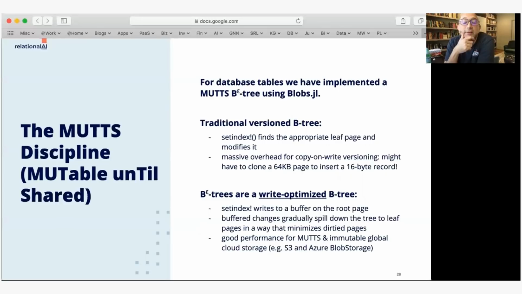This is a perfect fit for the MUTS discipline because it reduces the cost of versioning. It's also a good fit for cloud storage because scattered updates are concentrated in a few pages that are cheap to send to cloud storage on AWS S3 or Azure Blob Storage.